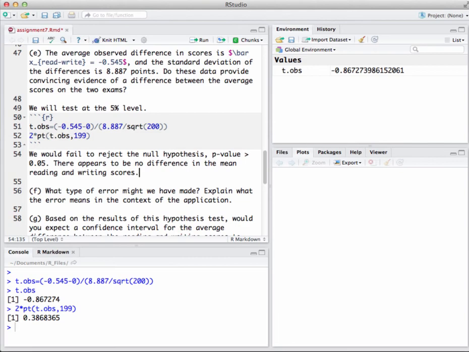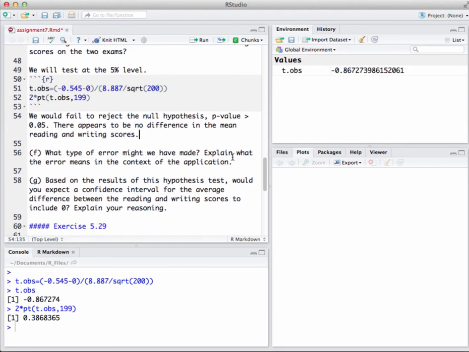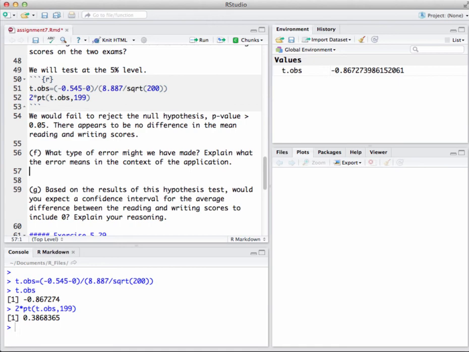Okay, cool. All right, so what type of error might have been made? Explain what this error means in context of the application, okay? Well, let's see, what did we do? We failed to reject the null hypothesis. Sorry, I said that wrong. We failed to reject the null hypothesis, and thereby you can think of what we did was we rejected the alternate hypothesis. So a type 2 error could have happened here.